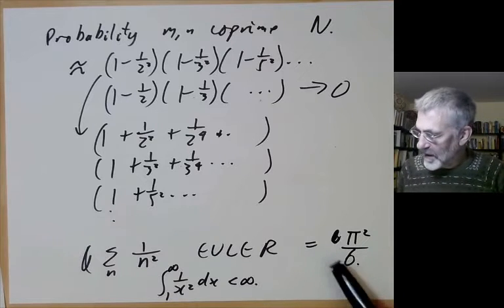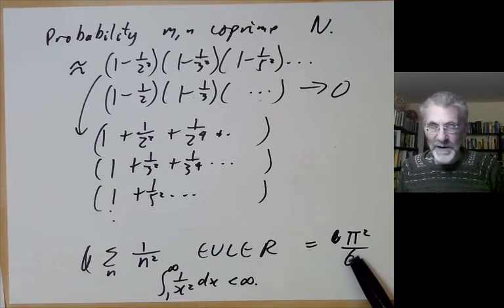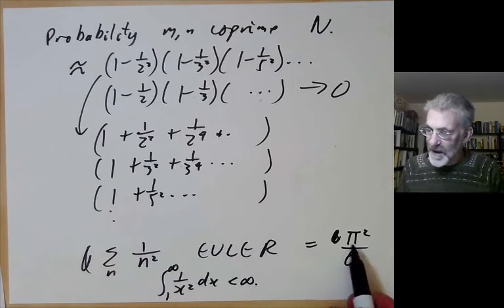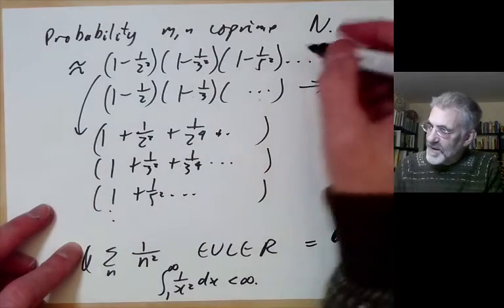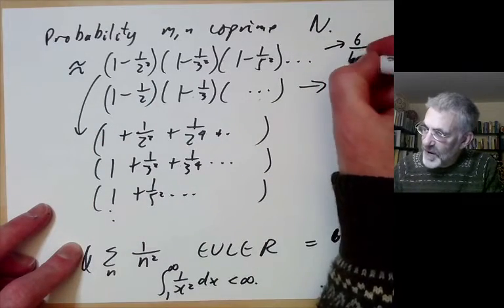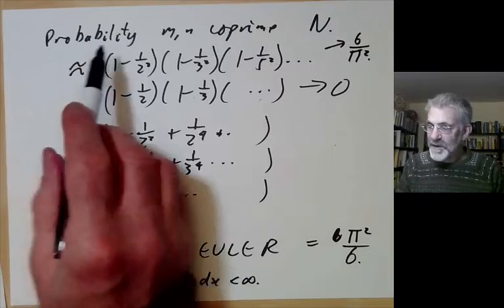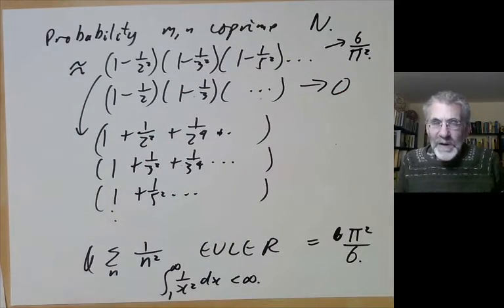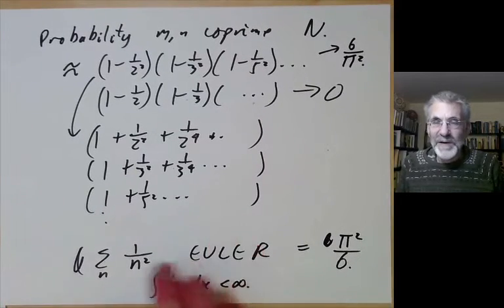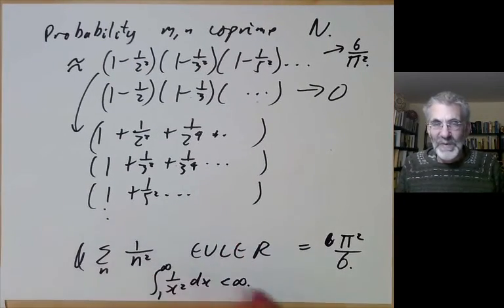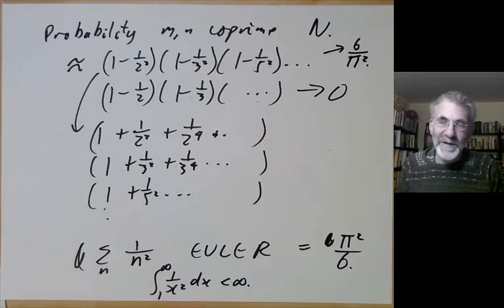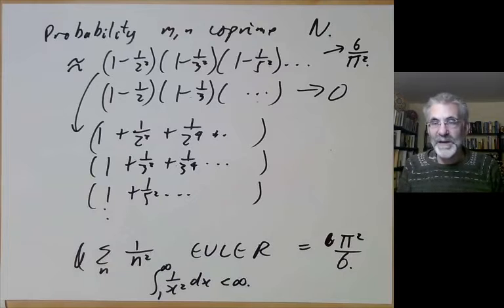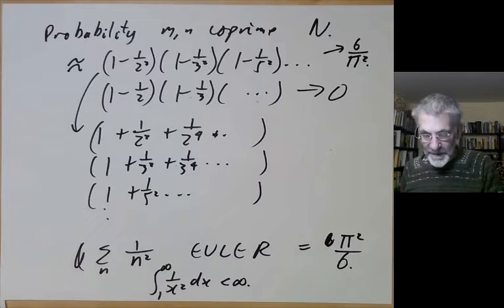I'm not going to show that it's pi squared over 6, at least not in this lecture, because that involves a certain amount of analysis. So that's the inverse of this product here. So this product here is actually 6 over pi squared. So the chance that two numbers are coprime is actually 6 over pi squared, which is absolutely bizarre. I mean, you seem to have a straightforward problem in number theory. What is the chance that two numbers are coprime? And all of a sudden, the number pi is popping up out of nowhere.